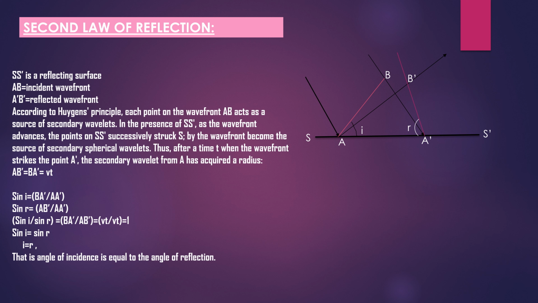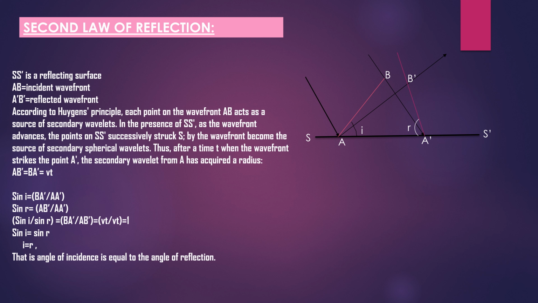We will go to the first proof. The first proof is the proof of the second law of reflection. We'll consider a surface and we have the incident ray and the reflected ray. Then we have another incident ray. We'll mark some points. We'll consider the surface as S dash, and AB representing the incident wavefront, and A dash B dash representing the reflected wavefront. We have the angle of incidence and angle of reflection respectively.